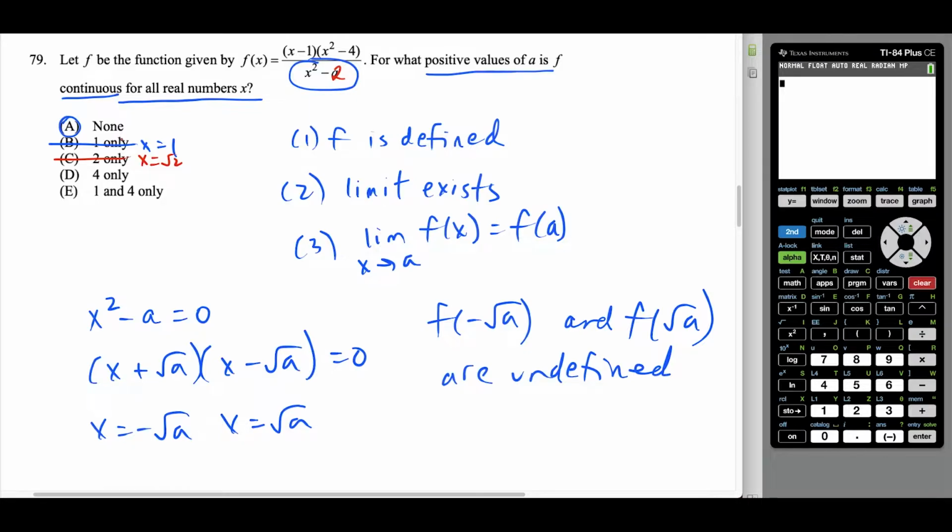And then here, since 1 didn't work, 1 and 4 is not going to work. And now if you plug in a equal to 4, then x equals 2 would make our function undefined. So once again, there are no values of a that will make our function continuous for all real numbers because this condition can't be satisfied for continuity.